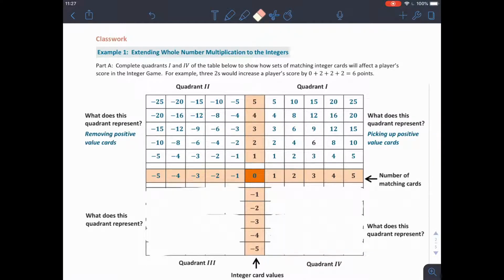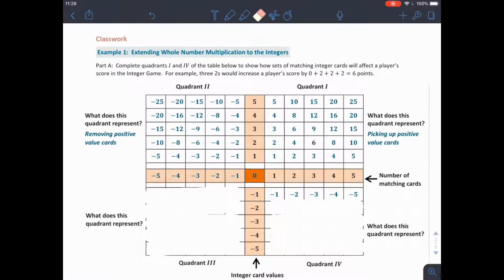Let's try looking at quadrant 4 next. In quadrant 4, we have a positive number of matching cards. We're still gaining cards, but this time we're gaining some negative cards. So if I gain a negative 1, my score is negative 1. 2 negative 1s make negative 2, and so on.